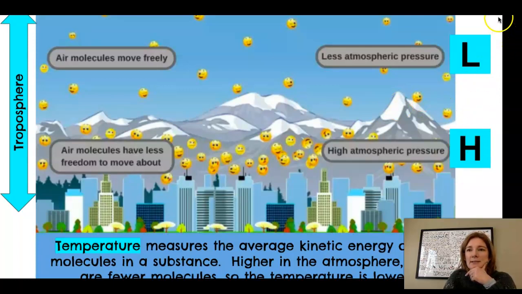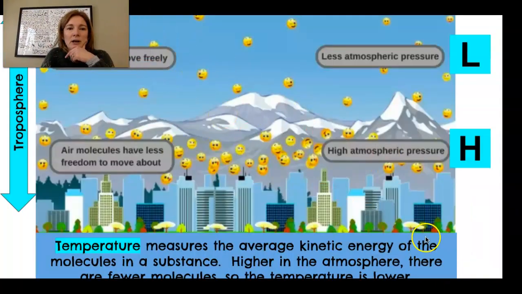And this is the answer to our question about the temperature. Temperature is a measure of the average kinetic energy of the molecules in a substance. So higher in the atmosphere, there are fewer molecules, so the temperature is lower. Yes, higher in the atmosphere is closer to the sun, but there are fewer molecules up there to have the kinetic energy that is temperature. So that is why it is warmer down lower and cooler up higher.